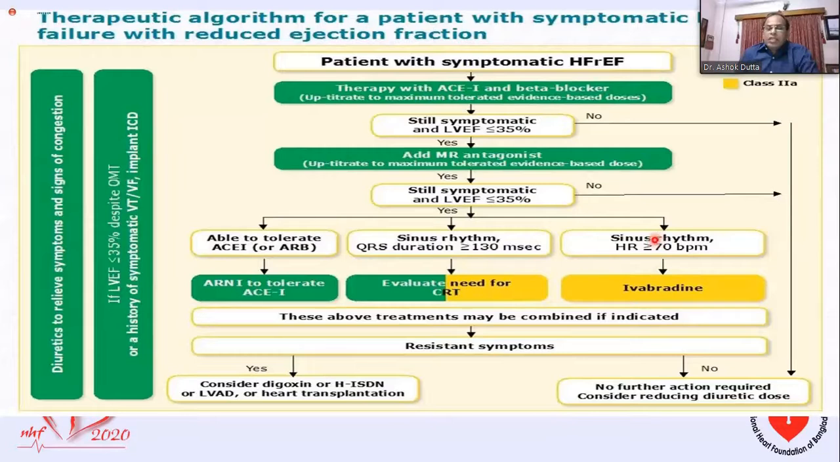And if the heart rate is still higher than 70 with the maximal dose of beta blocker, or if the patient cannot tolerate the beta blocker, ivabradine is your choice. Sometimes ARNI can be used initially if the ejection fraction is less than 35, depending on the physician's choice, the patient's condition and economy, as well as availability of the drugs.